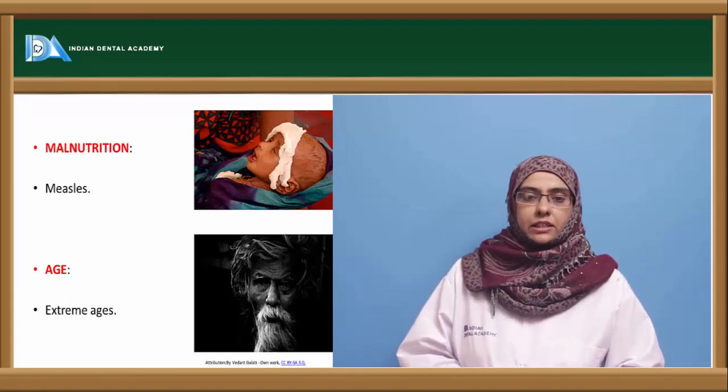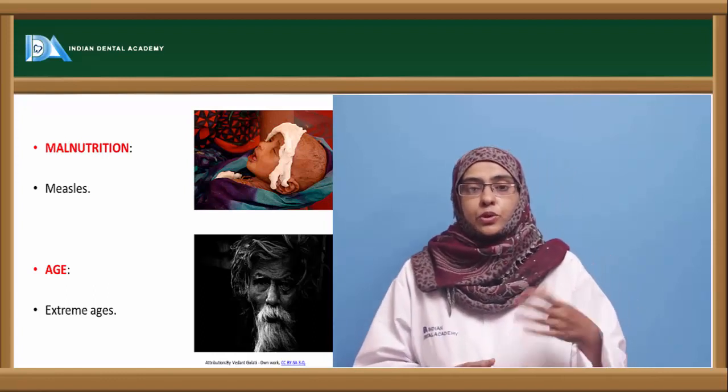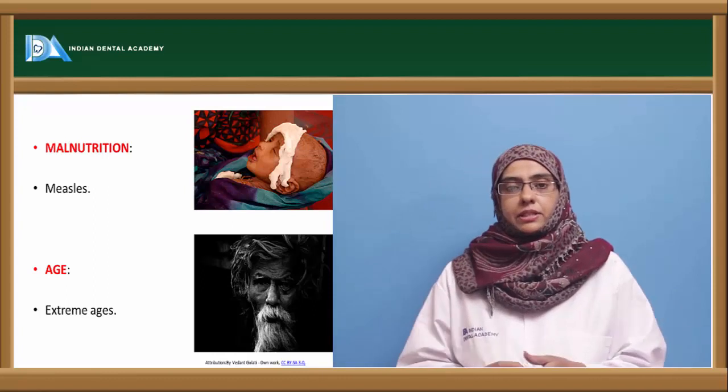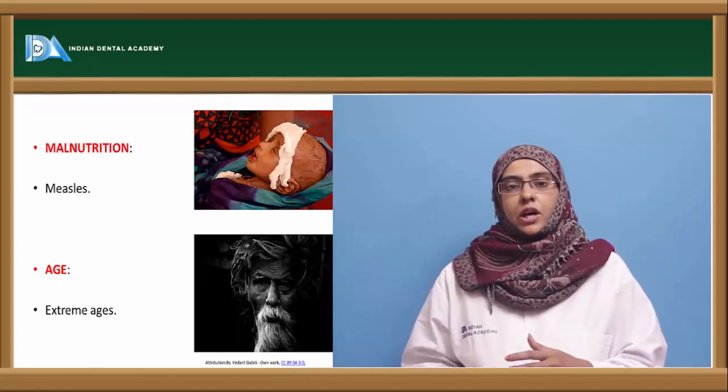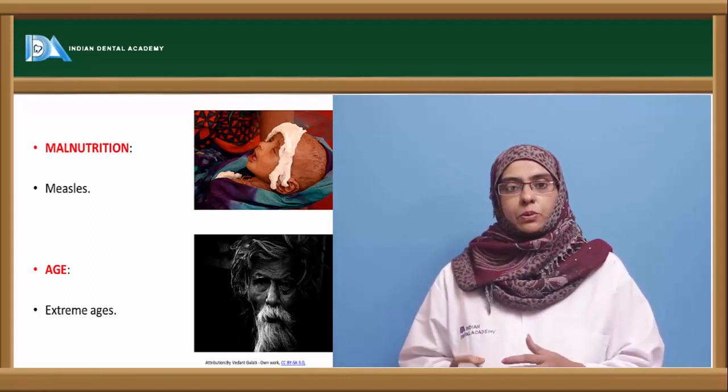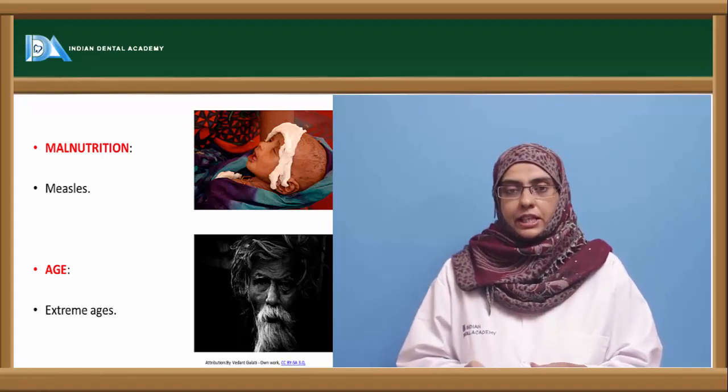Coming to age, the two extreme ages are most prone to viral infection. The two extreme ages are infants and the very old people, where you can see the immune response is very low in these particular ages.